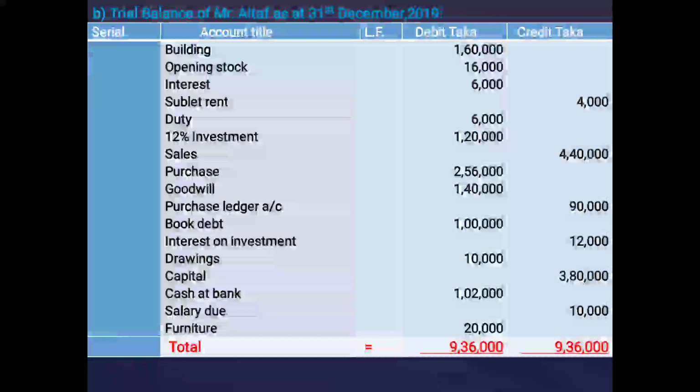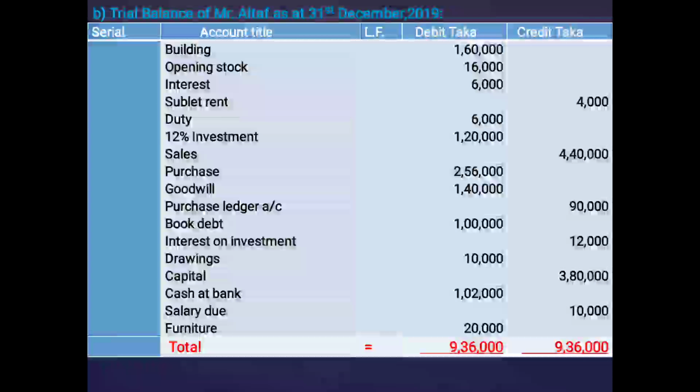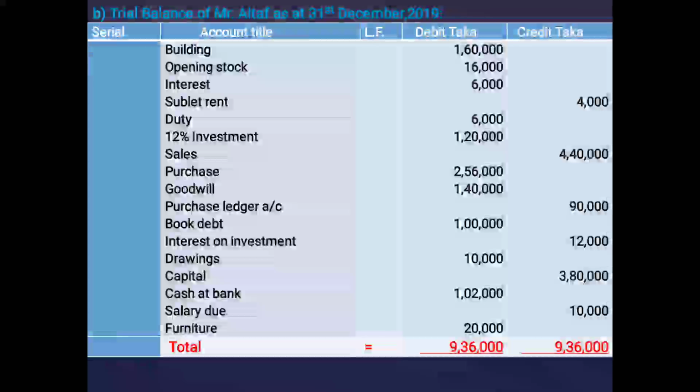Drawings, this is the negative amount of equity. When equity decreases, then it is debited, so the drawings account is all the time on the debit side, it shows a debit balance. Now it is written in the trial balance for taka 10,000.